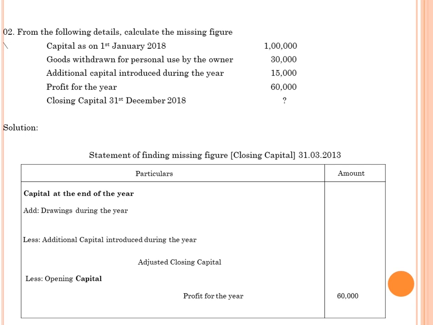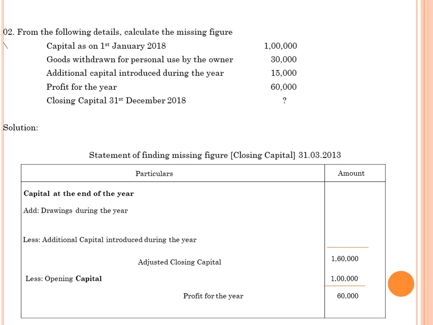And profit for the year, how much? Given 60,000. And opening capital how much? 1 lakh rupees. Adjusted closing capital equals opening plus profit. How much is the opening capital? 1 lakh. What about plus profit? 60,000, and adjusted closing capital is 1,60,000.